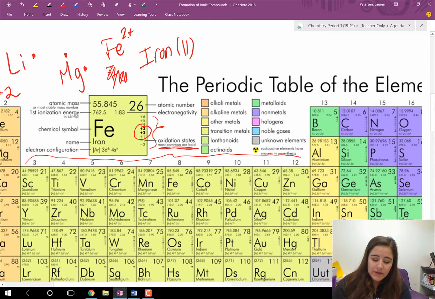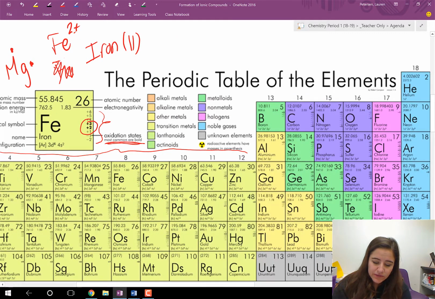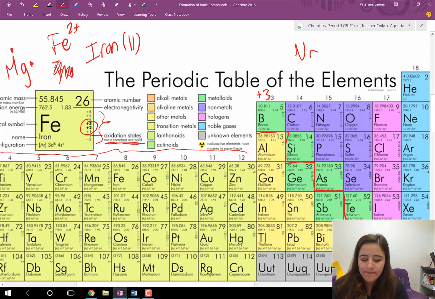Aluminum has 3 valence electrons. It will form a +3. And then we're getting into that break between the metal half of the periodic table and the non-metal.